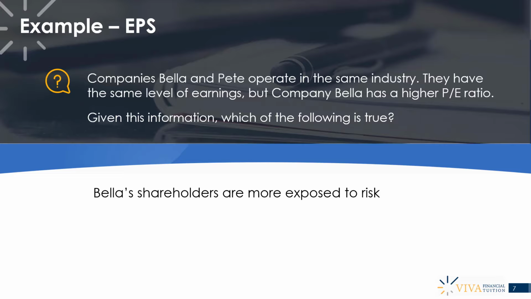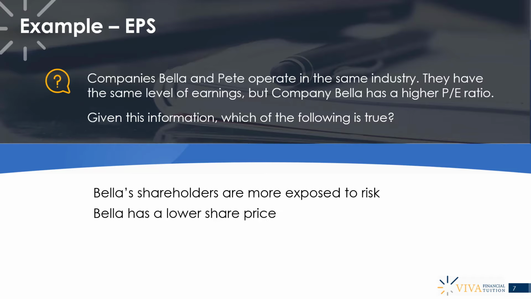Now, the first of these statements, Bella's shareholders are more exposed to risk. We're told that they're in the same industry, these two companies, Bella and Pete, so it's reasonable to expect that they face the same risk, isn't it, if they're in the same industry? So that's my starting point. But I am told that Bella's got a higher PE ratio. So that means that investors are willing to pay more for Bella's shares than they are for Pete's shares, meaning they're more confident in Bella, and therefore it's likely that Bella is a lower risk company because investors are more willing to put money there. So I don't think that sounds correct.